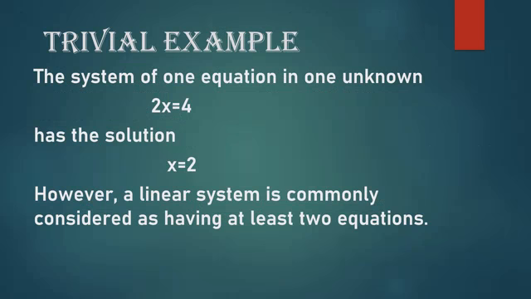Trivial example. The system of one equation in one unknown, 2x = 4, has the solution x = 2. However, a linear system is commonly considered as having at least two equations.